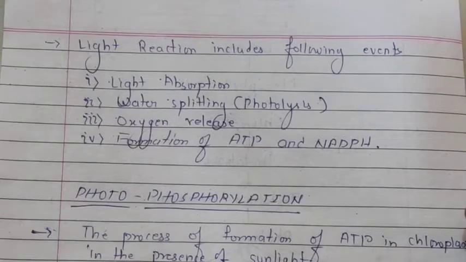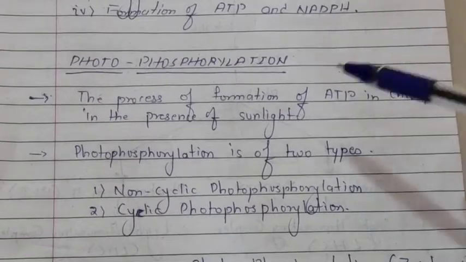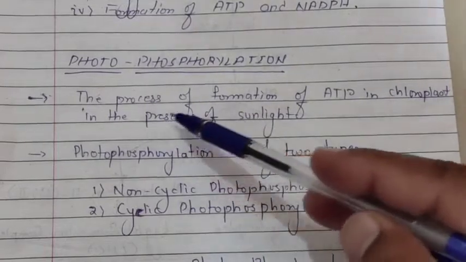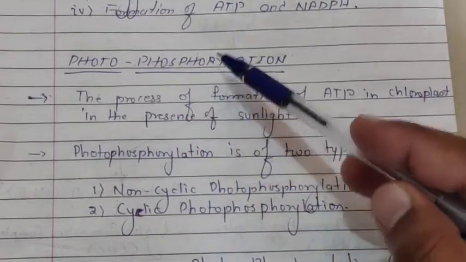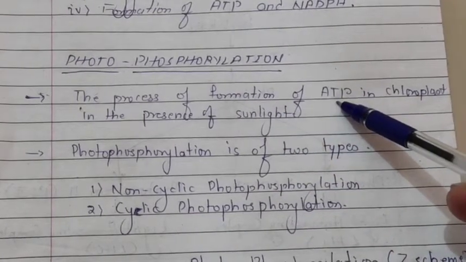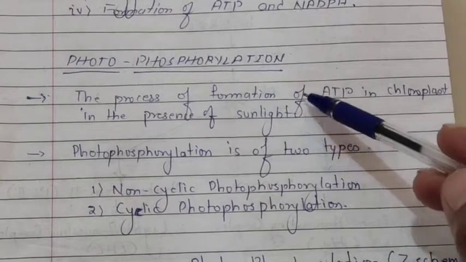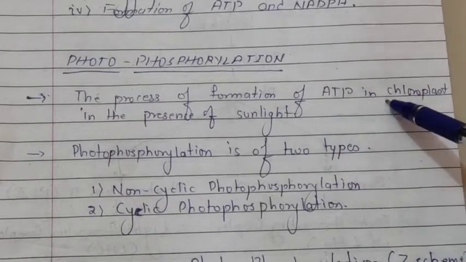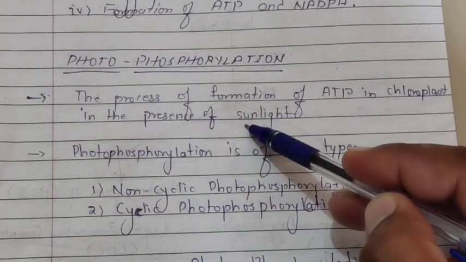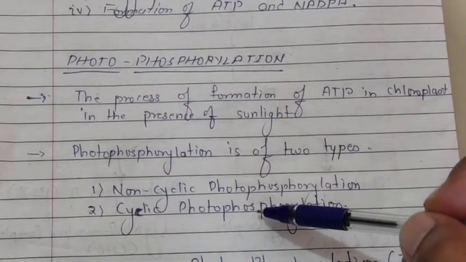that is photophosphorylation. Right? So what is photophosphorylation? The process of formation of ATP in chloroplast in the presence of sunlight is called as what? Photophosphorylation. Basically, it is the formation of ATP. Formation of ATP is called phosphorylation here. And where is this formation of ATP taking place? In chloroplast. And that too in presence of sunlight. Hence, this process is called photophosphorylation. Is that clear?